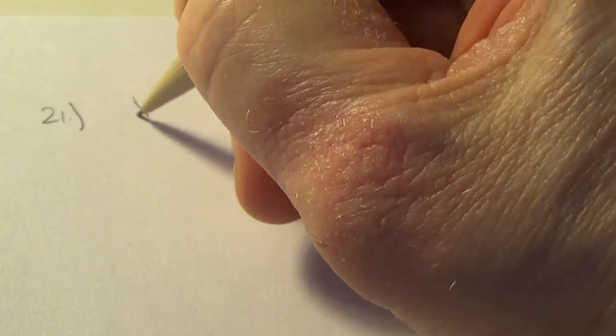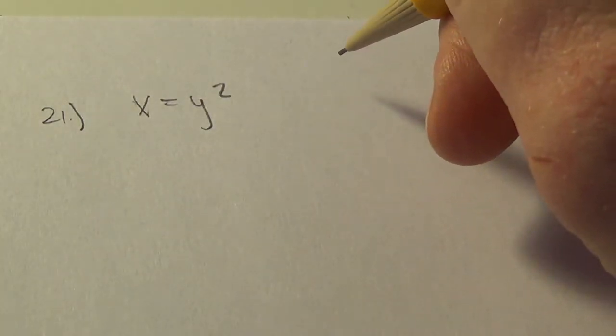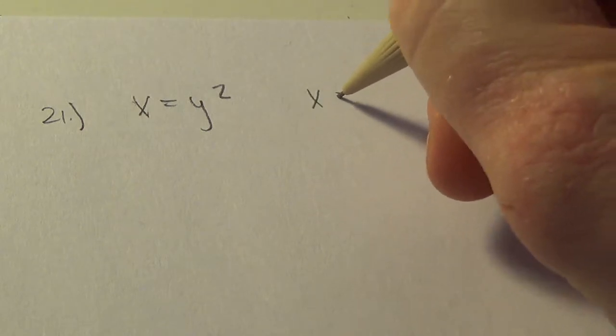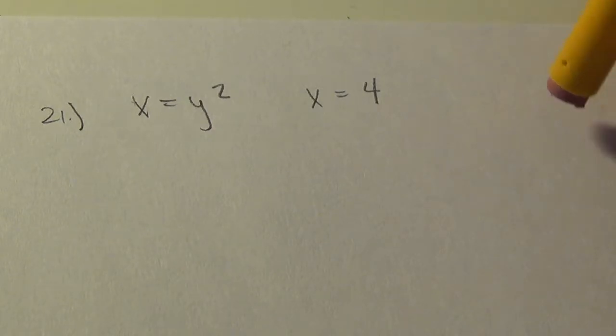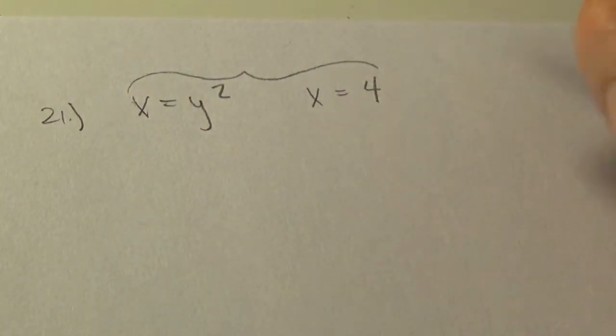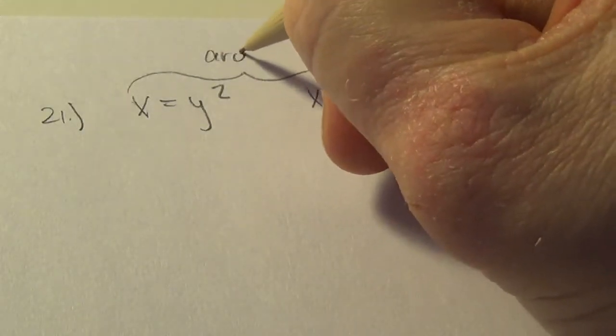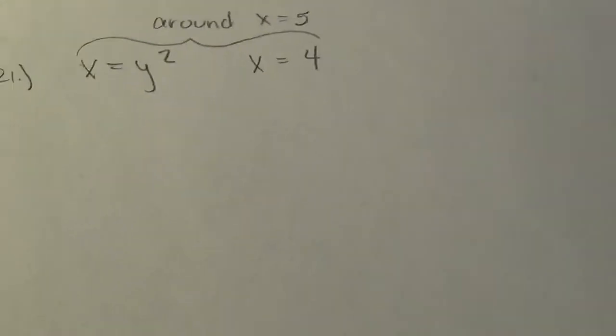So x equals y squared, and x equals 4. I'm sorry, I can't read my writing. X equals y squared, and x equals 4. Yeah, I think that is right. I'm going to take the area enclosed by those two graphs and revolve it around x equals 5 and find the volume of that solid.